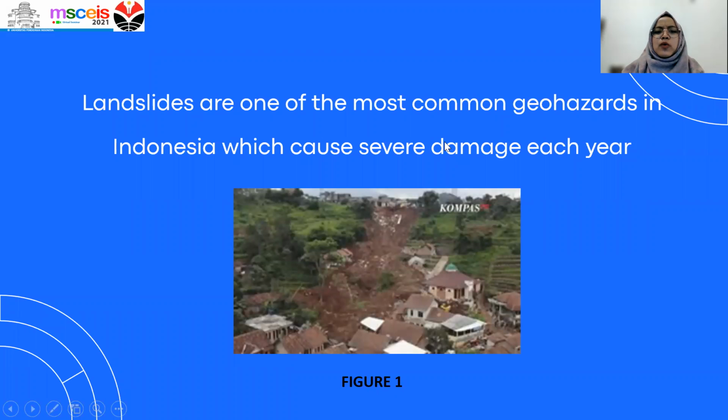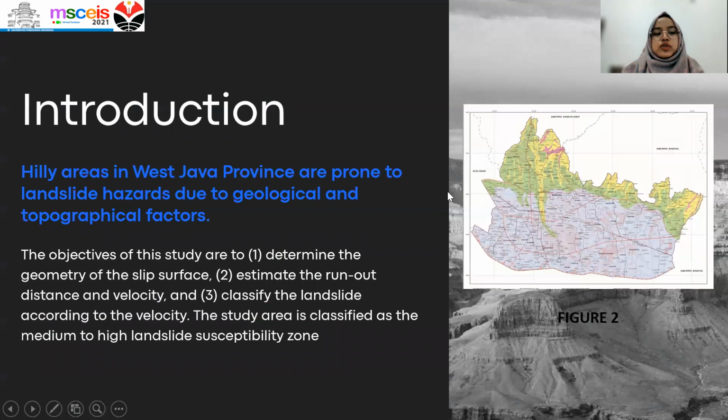Now, landslides are one of the most common geohazards in Indonesia, which cause severe damage each year. So now we will go to the introduction. A landslide is caused by a disturbance in the stability of the soil slope due to the increase in water pressure and ground shaking. Landslides involve rotational and transitional sliding, flowing, toppling, or falling movements, and many landslides exhibit a combination of different types of movements.